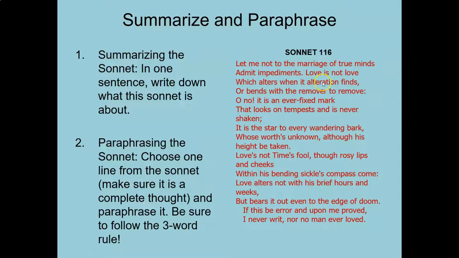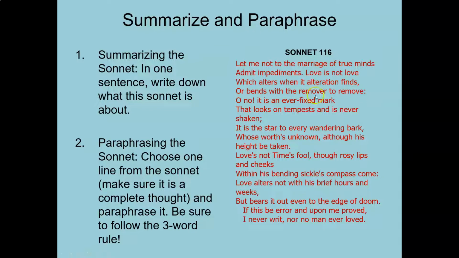He goes on to say, "Love is not love which alters when it alteration finds." So alteration means to change, right? So love is not real love that will change when it finds reasons to change. So the implication here is that, when it finds something undesirable or unattractive in the other person, it's not going to change.